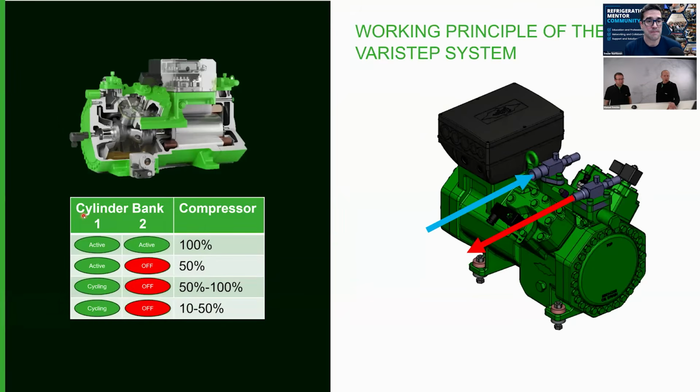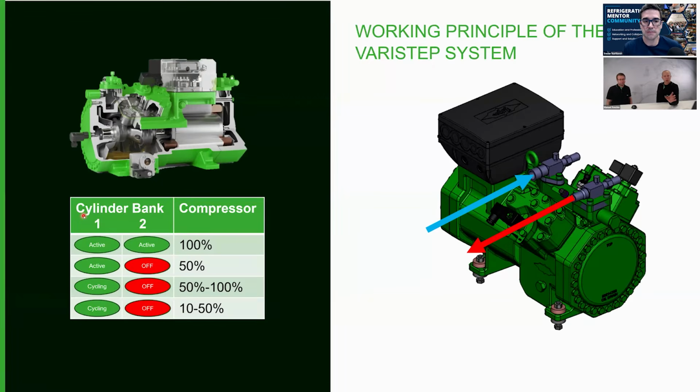Good. Now, real quick, there's suction and discharge, right? And if the compressor is operated at 100%, there's 100% mass flow. So both cylinder banks would be active. So if we go to 50%, that's also relatively easy. One cylinder bank is completely deactivated. One is active, giving you 50%.